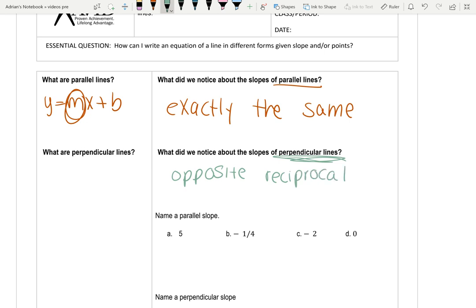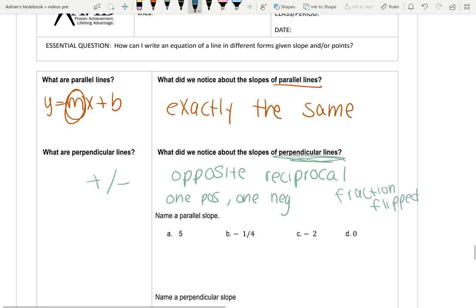First, opposite means that if the lines are perpendicular, one slope has to be positive, and then one would have to be negative. So opposite just means one's positive, one's negative. Now reciprocal means that the fraction is flipped. And that'll make more sense once we do a couple examples. So let's practice our parallel examples first.